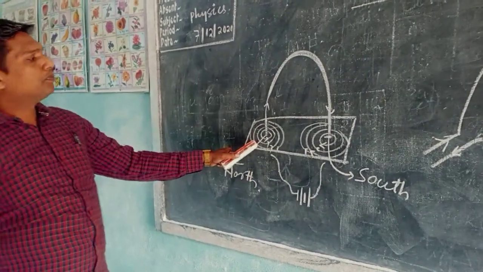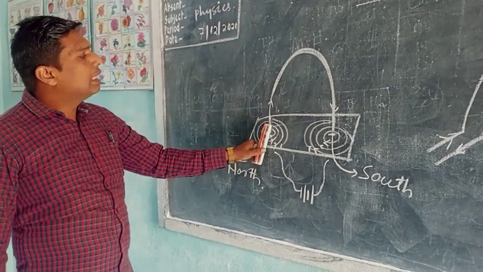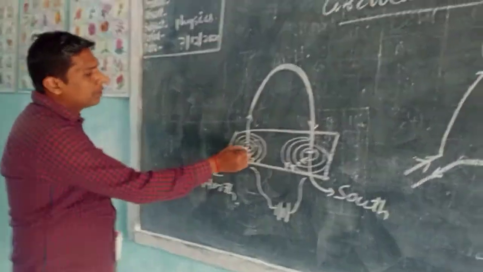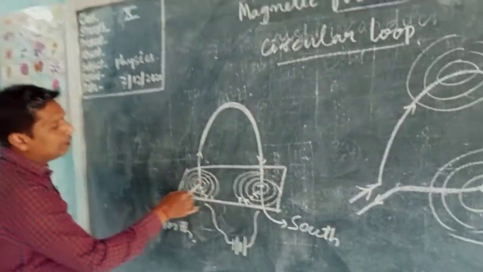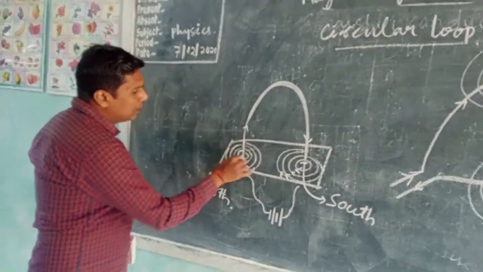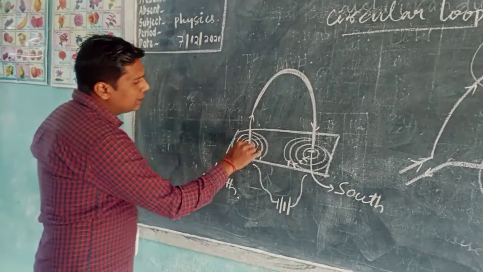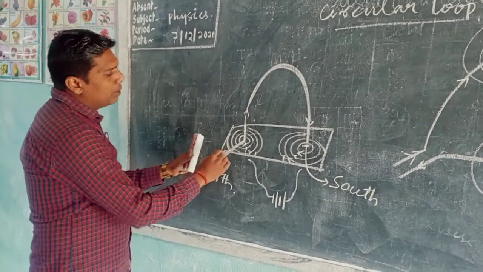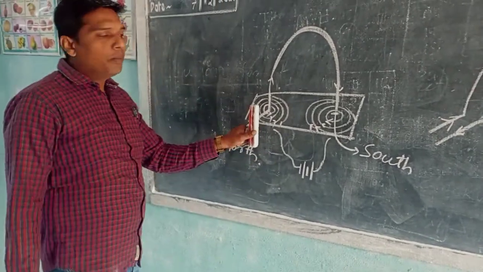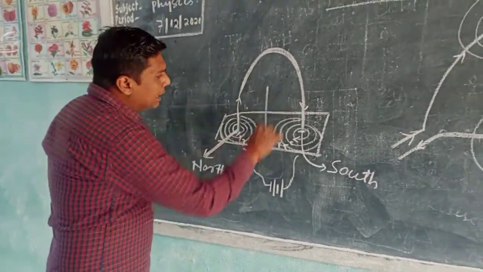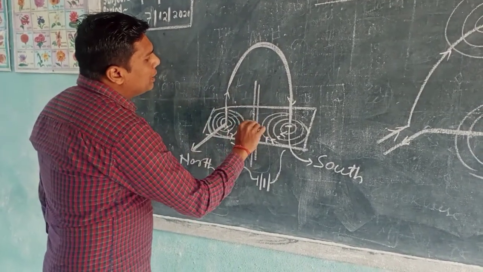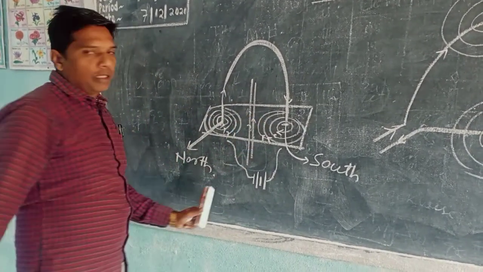It is also said the magnetic field is directly proportional to the current and inversely proportional to the distance from the conductor. These concentric circles are very weak when we go away from this conductor, and when we go towards the center, the magnetic field lines are very strong. And at the center, the magnetic field lines are parallel to each other.